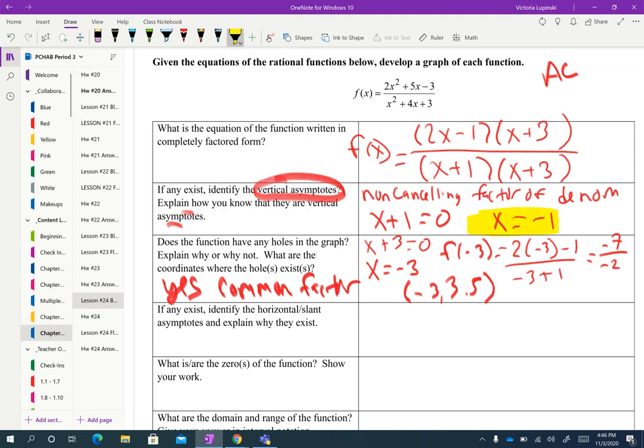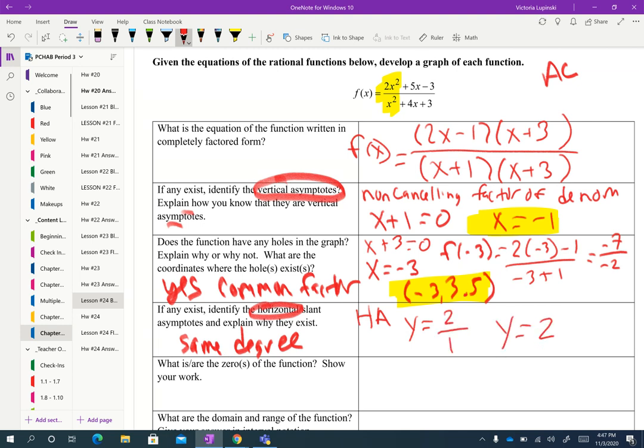Let me just highlight a little bit of this information. So here is my vertical asymptote, and here's my hole, -3, 3.5. So then horizontal or slant asymptotes, and explain how you know. In order to determine that, you have to look at the degrees. Notice that they are both the same. So that's how I know that there is a horizontal asymptote, and that's because they have the same degree. So that means there is going to be a horizontal asymptote at y equals the coefficient of the numerator over the coefficient of the denominator, which means I'm going to have a horizontal asymptote at 2.